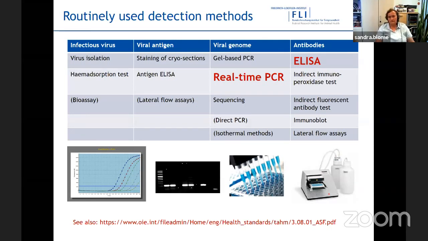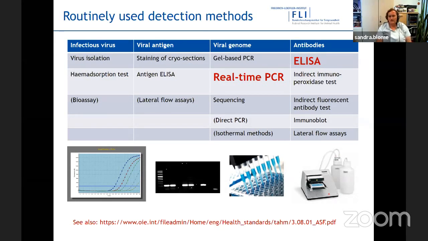There are still some countries that do bioassays, but in terms of animal welfare, we should probably skip bioassays as much as possible. If we want to detect the viral antigen, there is a possibility to stain cryosections. There is an antigen ELISA, but please keep in mind that this is not very sensitive, and it also has problems if the animal has antibodies. And then we now also have the possibility to use lateral flow assays, but again, I will come back to them. They have a low sensitivity.